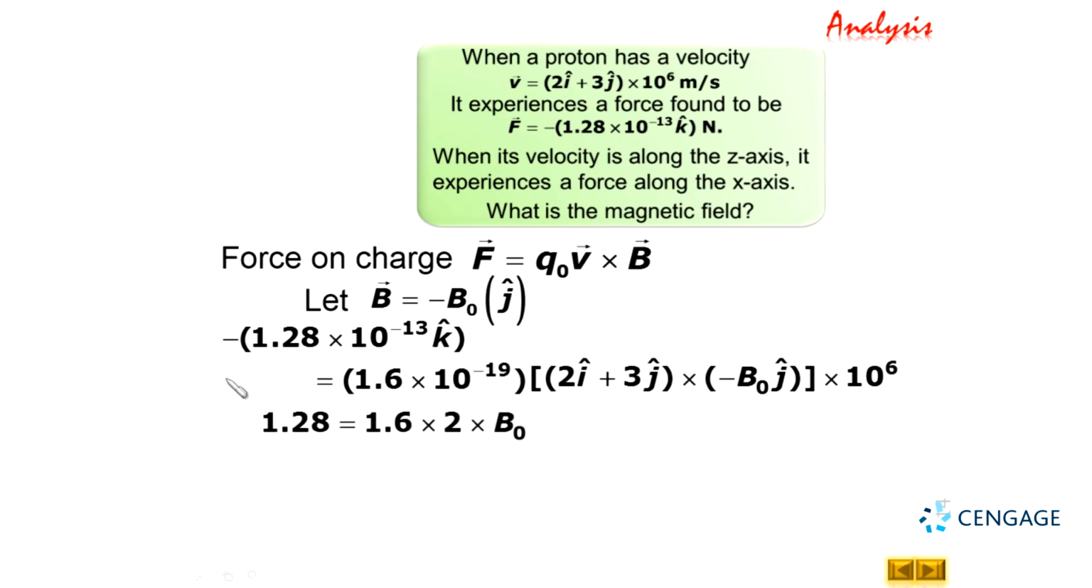And now we get the expression 1.28 equal to 1.6 into 2 B naught. Finally, if we solve for B naught, B naught is equal to 0.4 Tesla. So we got the value of the magnetic field and we got the direction of the magnetic field already, that is minus y direction. So we can write now B vector equal to minus 0.4 j cap. This is the magnetic field with the magnitude and direction value.